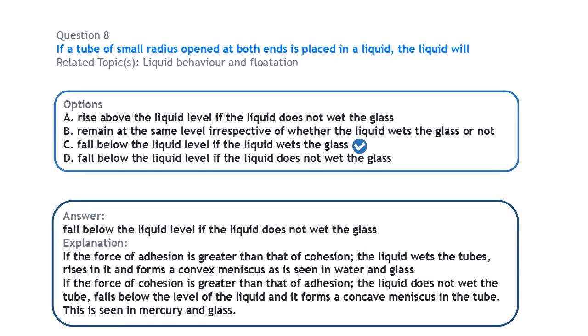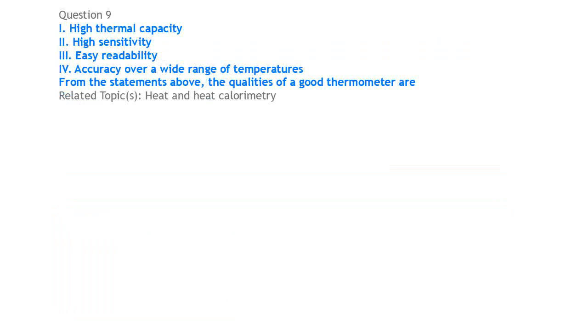All right, so let us narrow it down to this question. I think I've answered this in the course of the explanation: the substance is going to fall below the liquid level if it does not wet glass. Mercury, for example, does not wet glass, so it is going to fall below the level of the liquid. It will rise if it wets glass, so this cannot be the correct option, and it will not remain the same. It will fall below the liquid level if the liquid does not wet the glass.